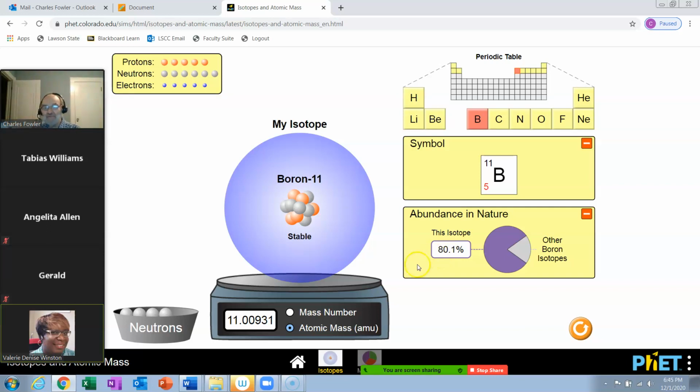Okay. And since you have more neutrons than protons here, let's try taking away a neutron. Putting it in the neutron bowl over here. And that gives us boron 10. How many protons? 5. How many neutrons? 5. And how many electrons? 5. Perfect. Is it stable? Yes, it is. Okay. Mass number, anyone want to make a guess? 10. You got it. Atomic mass?